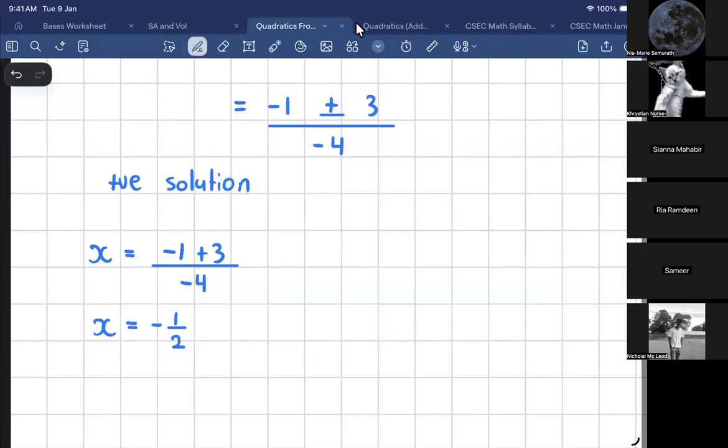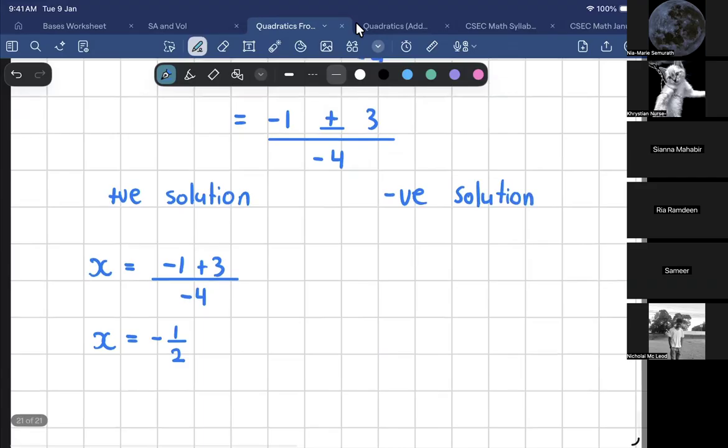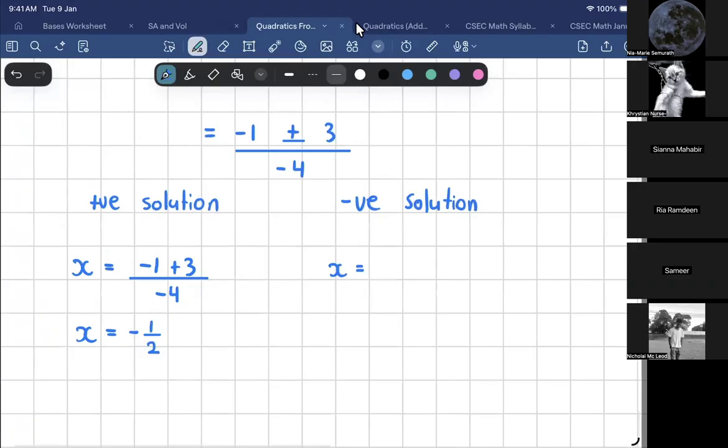Here's what I want. I want you guys to find the negative solution for me. I considered the positive only. See if you could figure out the negative solution. I give you only 1 minute. That is all.